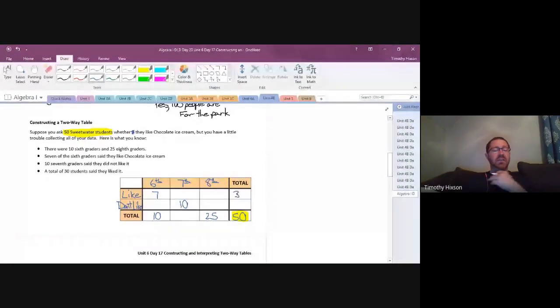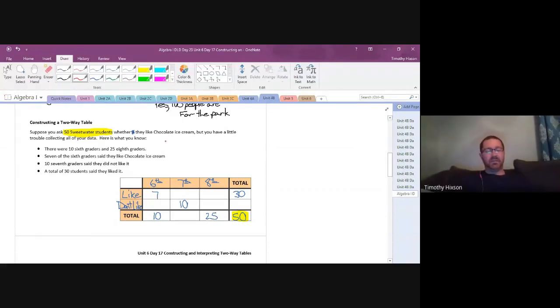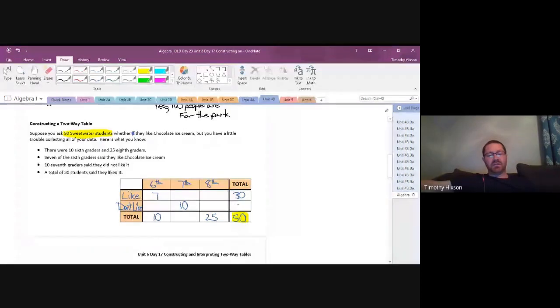And believe it or not, this is enough information to figure out everything else. Those of you who like puzzles, if you've ever done a Sudoku, it's kind of like that, except we're adding things up instead of getting numbers 1 to 9. So let's figure out a few things that we can pretty easily. If we look at this total column, we see 30 plus something has to add up to 50. So if 30 students liked it and there were 50 students total, there had to have been 20 students who do not like chocolate ice cream.